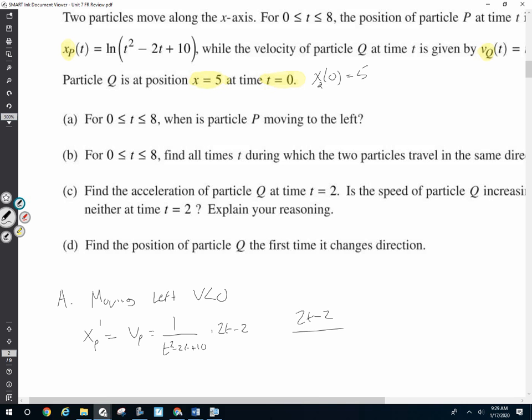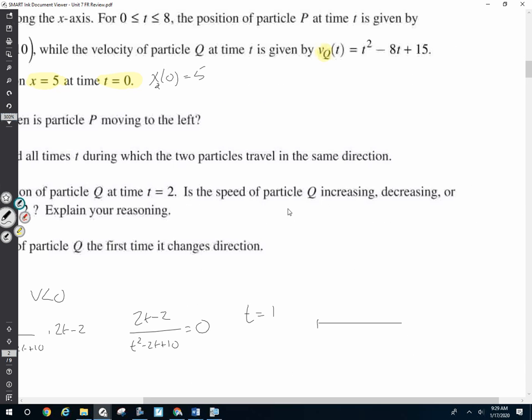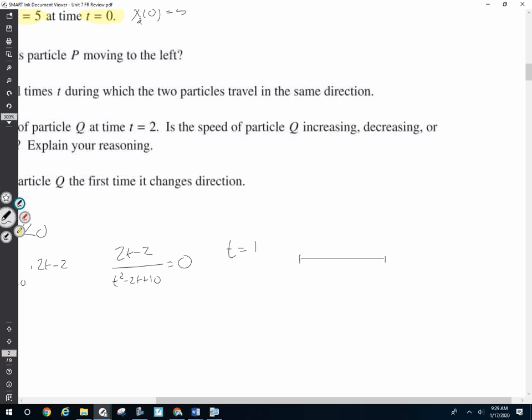2t minus 2 over t squared minus 2t plus 10. The denominator doesn't factor. We're really going to have to worry about the numerator. The numerator equals 0 at 1. I then can do a sign analysis. I'm going from 0 to 1, 8. Make sure you pay attention to your domain.